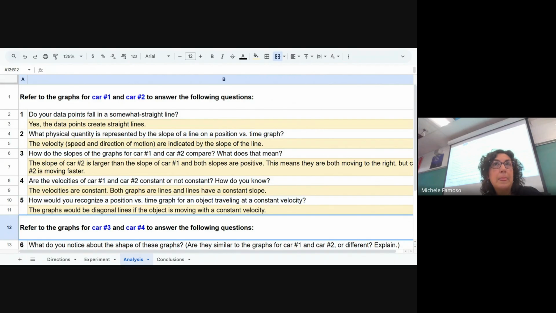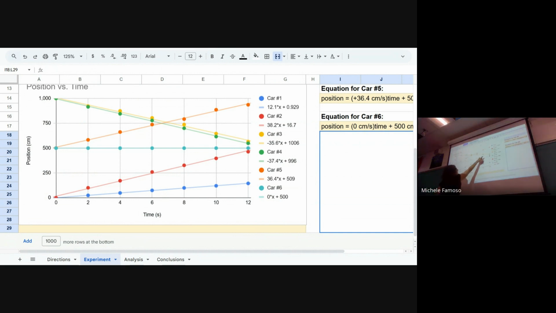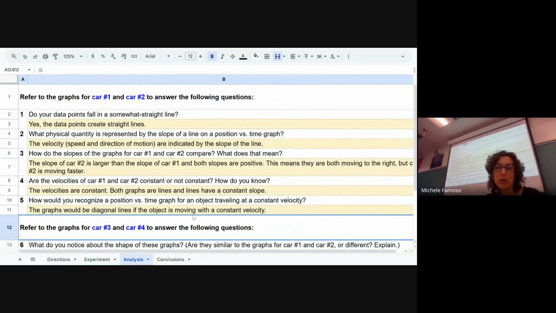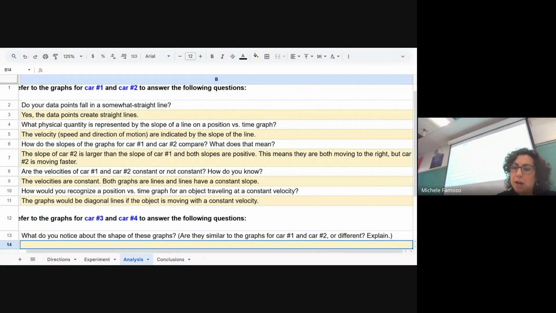Okay? So far, so good? All right, let's then look at graphs 3 and 4. So let me go back to the experiment tab. You can do that as well. Look at your graph for car 3, which is my yellow one, and car 4. The yellow and the green right here. Yellow and green. That's car 3 and car 4. We're going to compare that to what we just saw for car 1 and car 2.